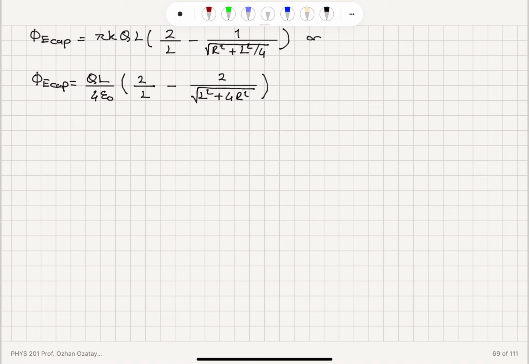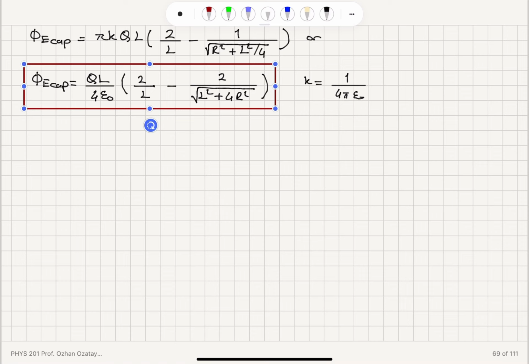So you see this is L squared plus 4R squared over square root of 4. Square root of 4 is 2. It comes upstairs, so it gives me this number. And here I have substituted for Coulomb's constant k, 1 over 4 pi epsilon 0. So this is the answer I was looking for, the flux through this top cap.